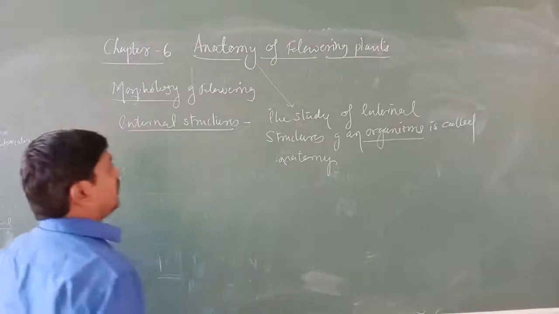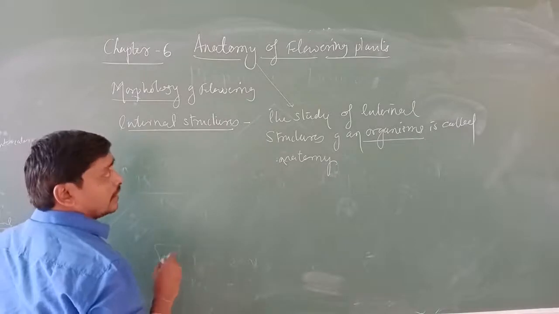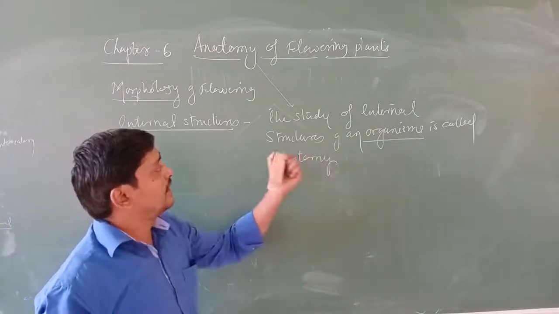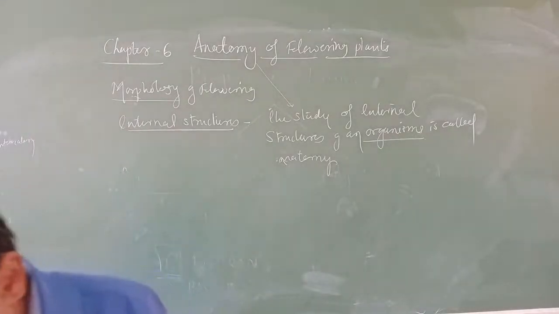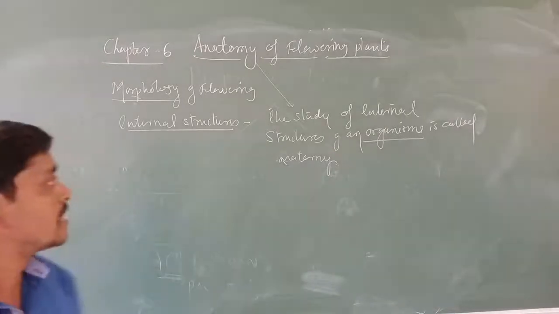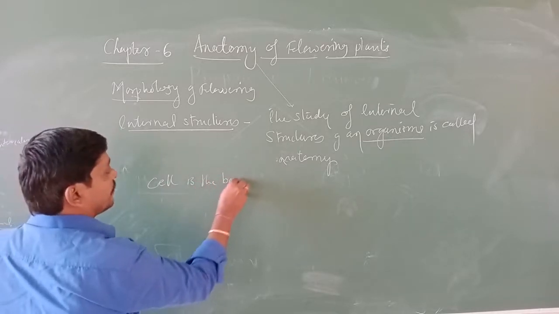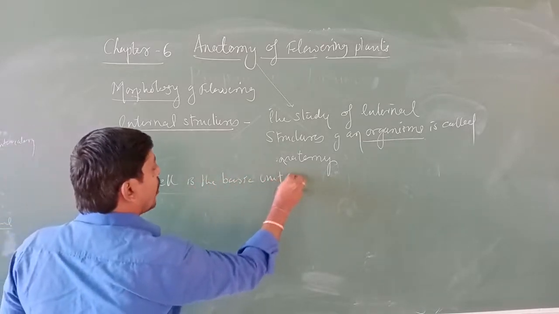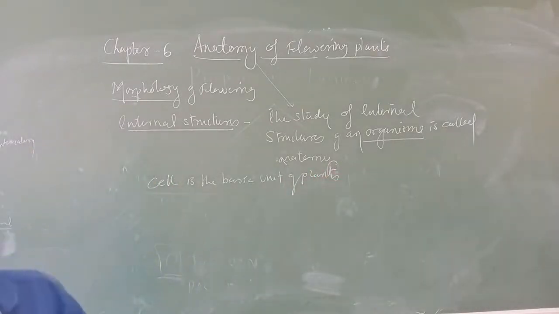But if we are going to write the definition of anatomy of a flowering plant, that time we write: the study of internal structure of a plant is called plant anatomy. And you all know that plants have the cell as a basic unit. Cell is the basic unit of plants.